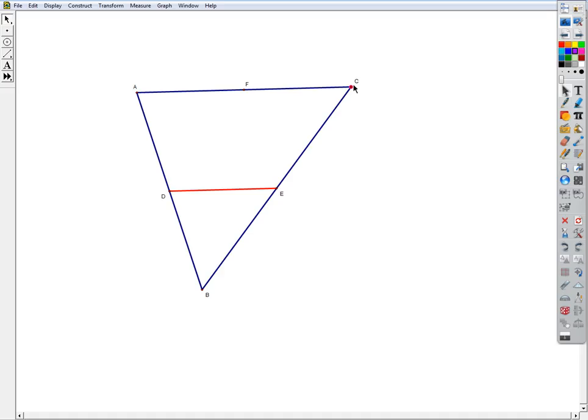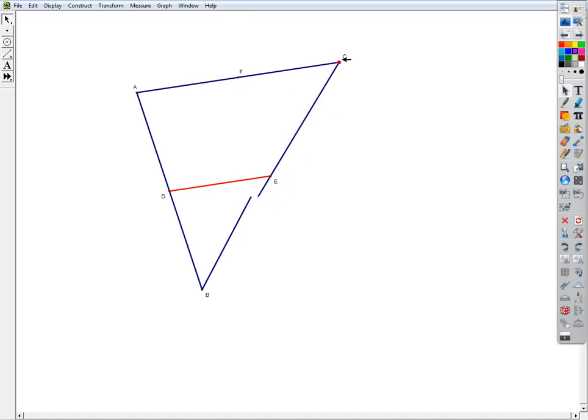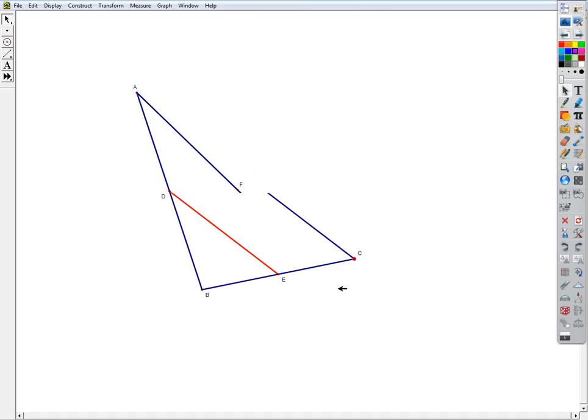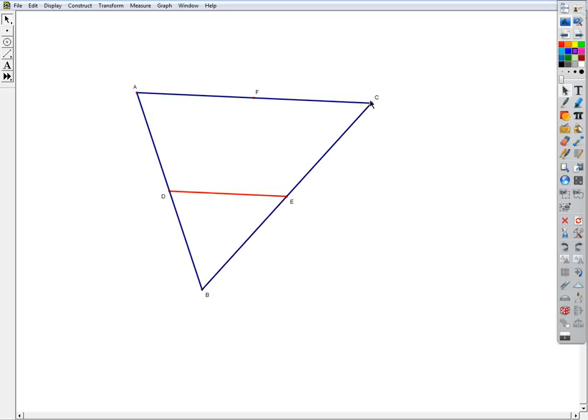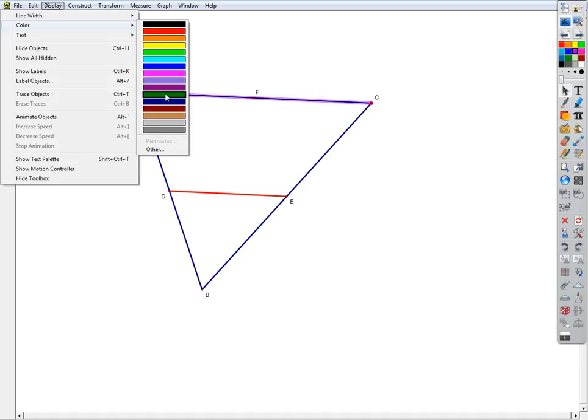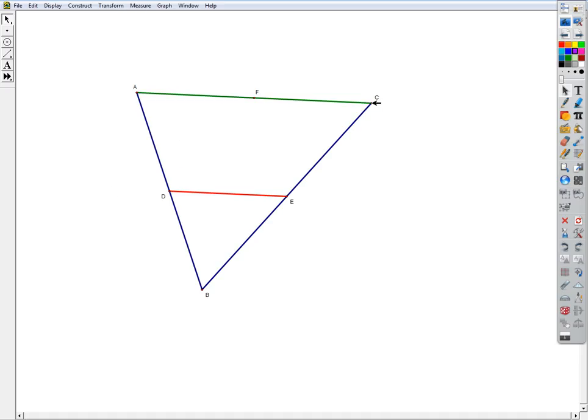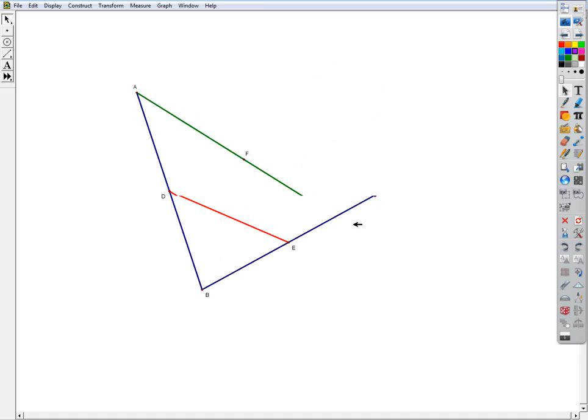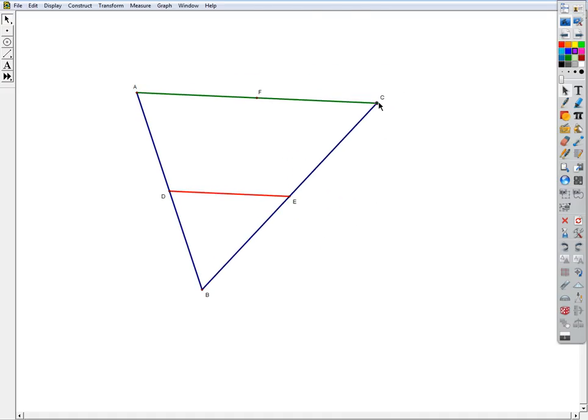So watch me tweak this thing a little bit here and see if you notice anything happening between the red line, and I'm going to go ahead and label this one green for a second. Do you notice anything about the red and green lines? Okay, they seem to be parallel, don't they? Well, let's check that. What's a way that we could show that they're parallel? What's a test I could use up here?